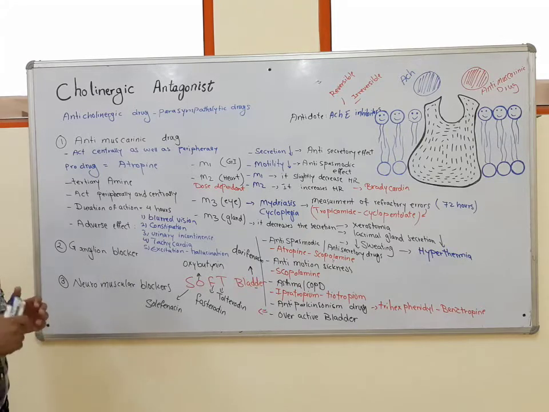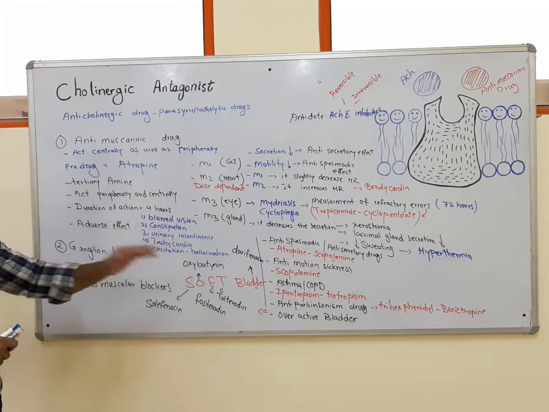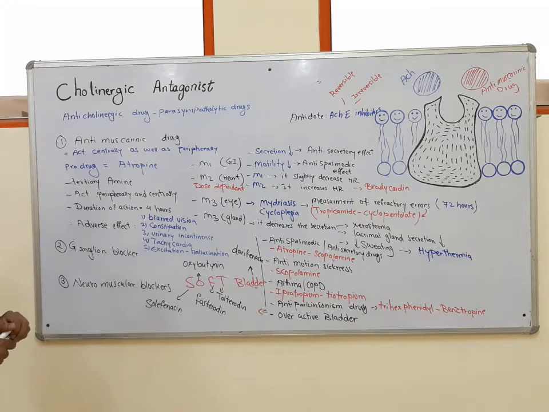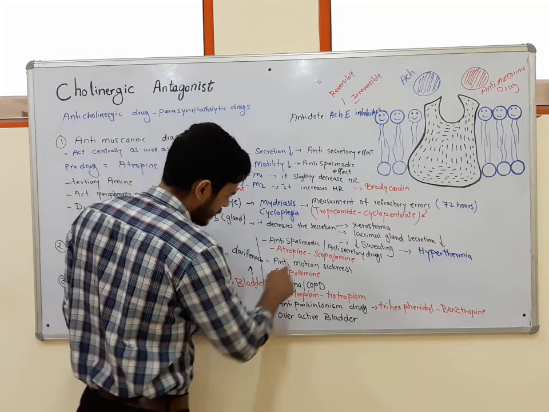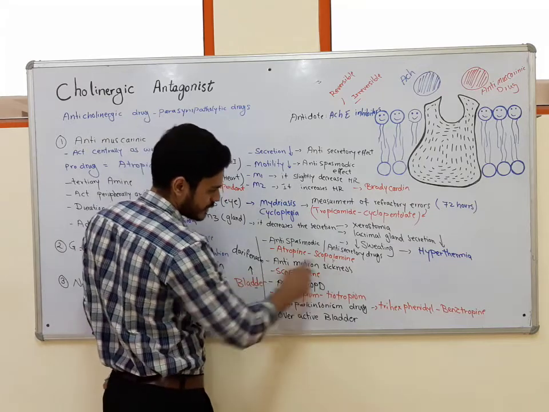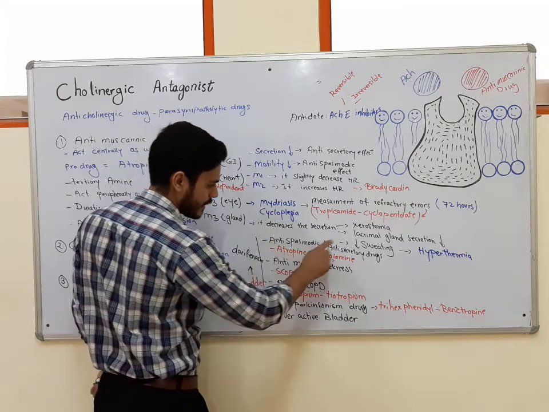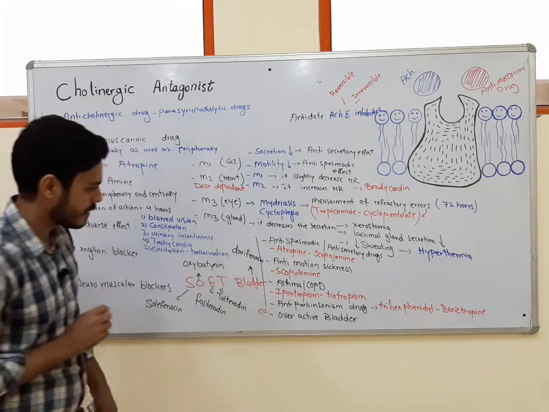Now we'll talk about the characteristic of each group and we'll compare it with atropine, which is a prototype drug in this group. First we'll start with scopolamine, which has anti-motion sickness effect and it can show antispasmodic and anti-secretory effect also.